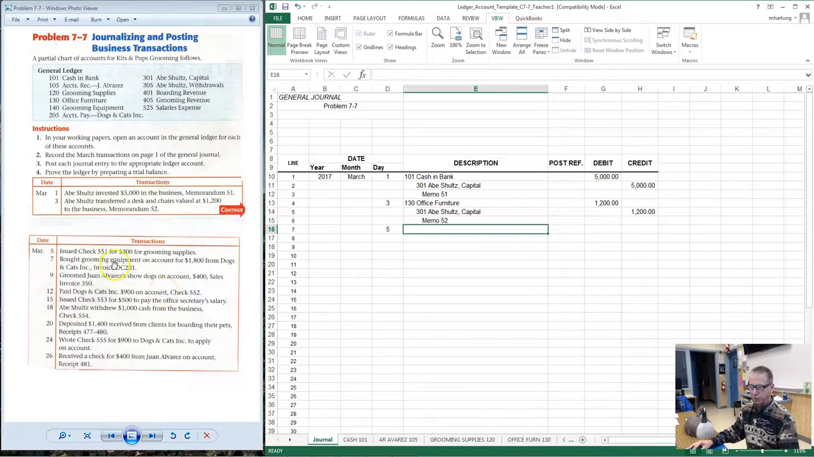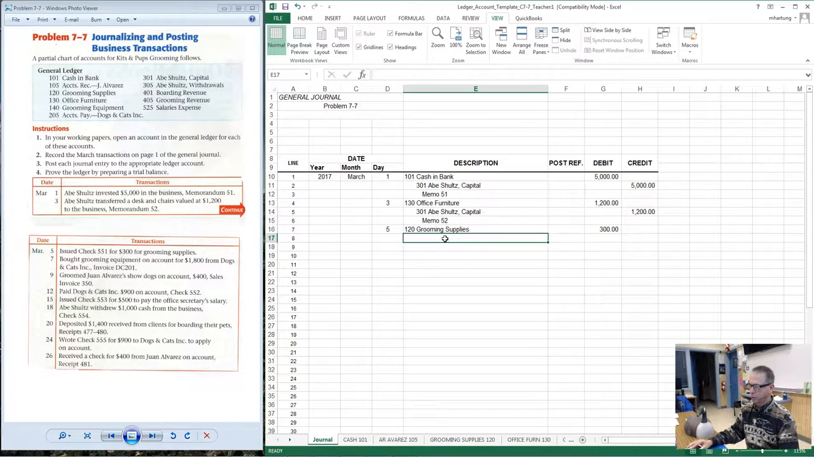And what are we paying for? Let's see here. Grooming supplies. Grooming supplies, it's an asset account, 120. Increase to an asset, is that a debit or a credit? The honker says debit. Grooming supplies is account number 120. Check was written, so we increased that asset by $300.